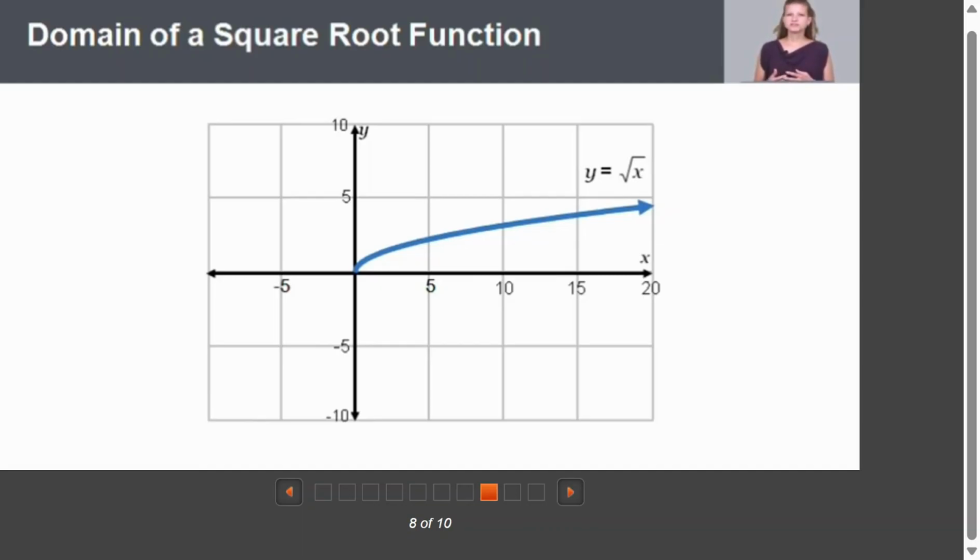What would happen if we substituted in negative x values? Why does the graph not lie in the second quadrant? Well, what would happen if you did? If you substituted a negative x value into this particular function, y equals the square root of x, you'd have a negative under the radical, and you can't take the square root of a negative number. So this is why our domain is restricted, because if you take the square root of a negative number, you won't get a real number as your output.